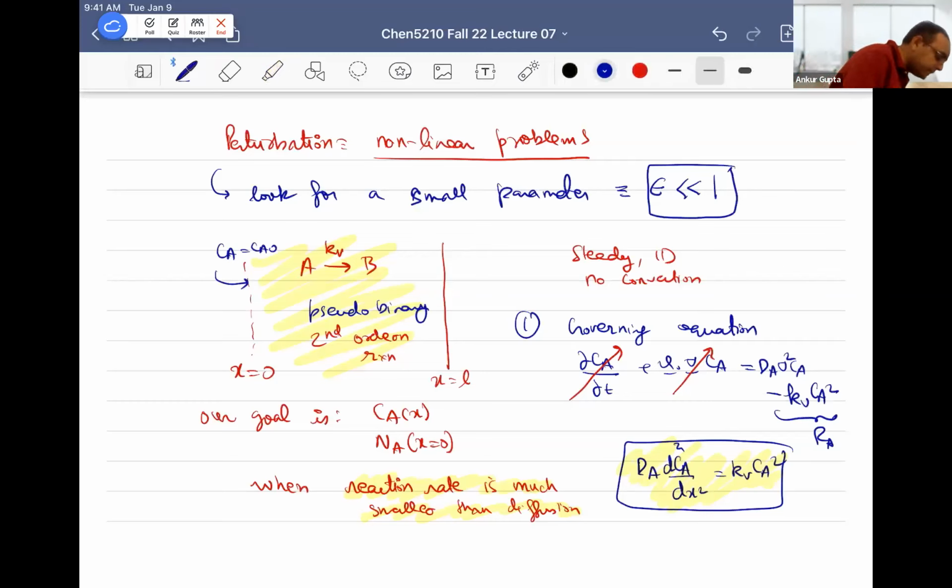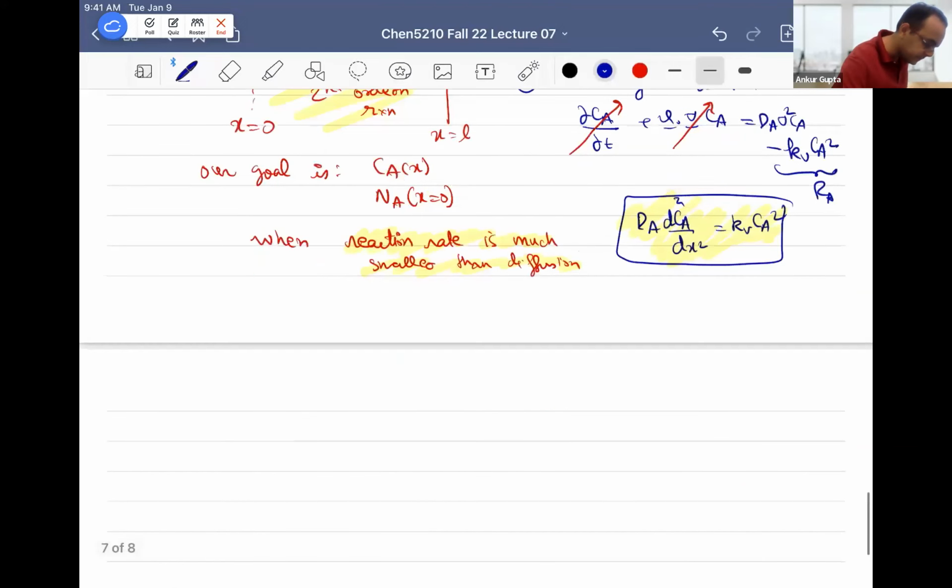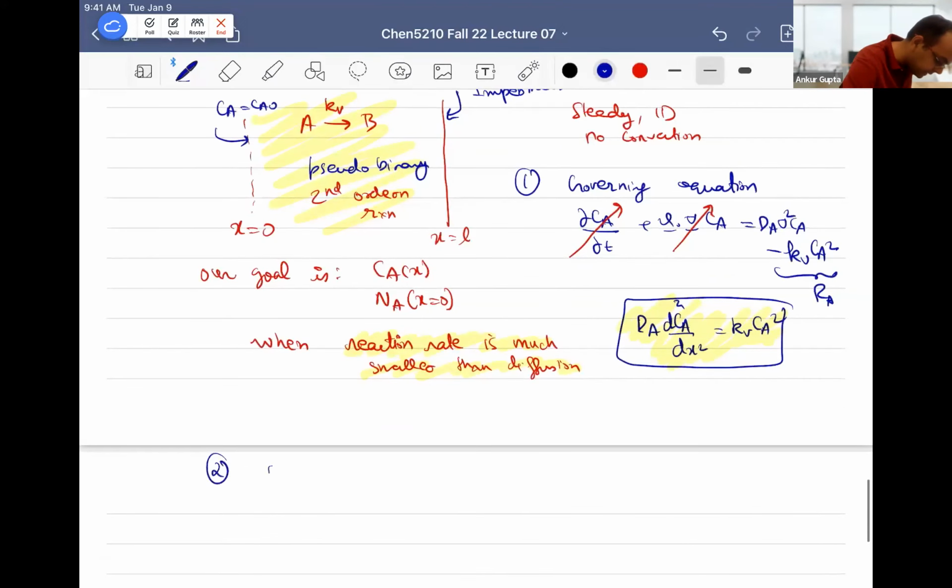This is your governing equation. Apologies, I forgot to mention one small detail: this boundary is impermeable, so nothing can go through this. Any questions on the governing equation? Any questions? Clarity? Good. So then we go from governing equations to boundary conditions. There are no initial conditions. It's a steady problem. If you have an unsteady problem, you also think about initial conditions.